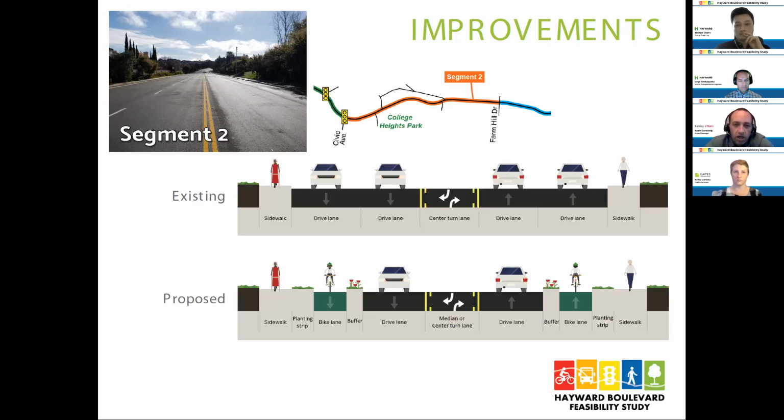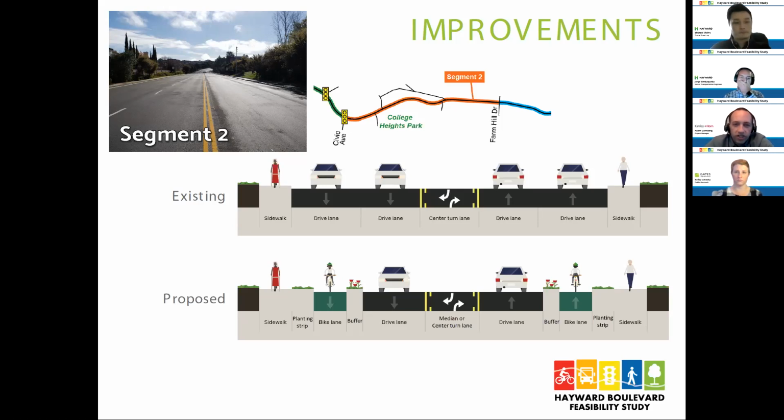improvement option here. And so with that, we would convert a drive lane to a bicycle lane with a raised buffer. And that would protect the cyclist lane. There's also an opportunity for continuous sidewalks with landscape strips on both sides of the roadway and to provide a continuous and very comfortable pedestrian facility.